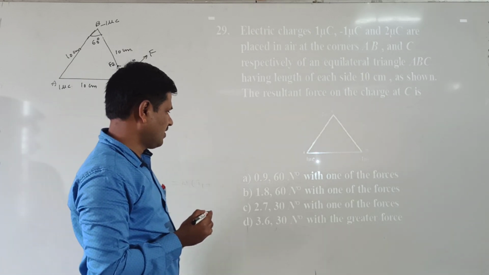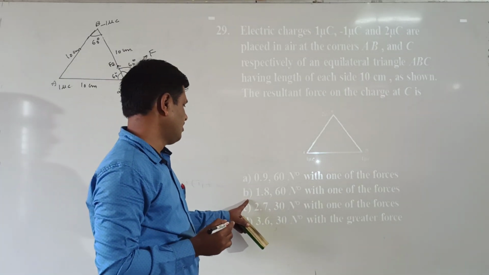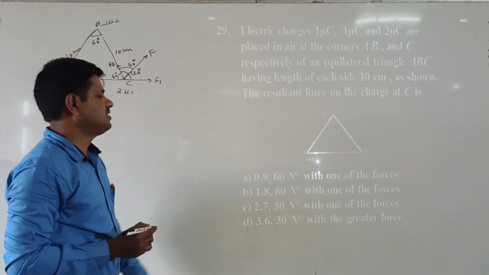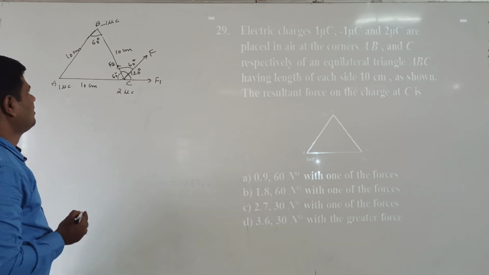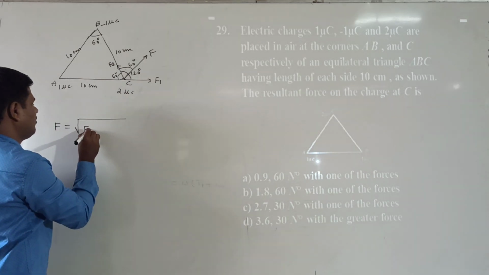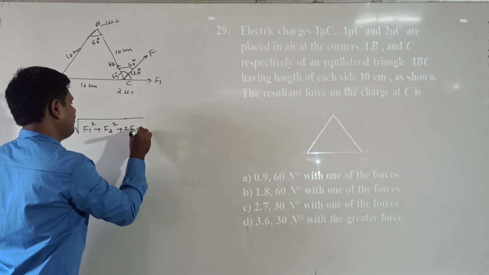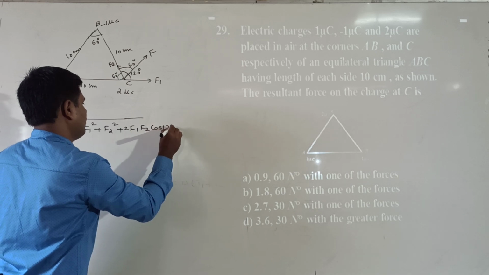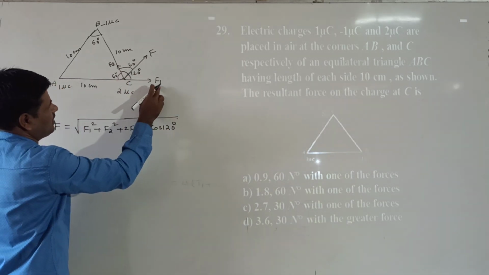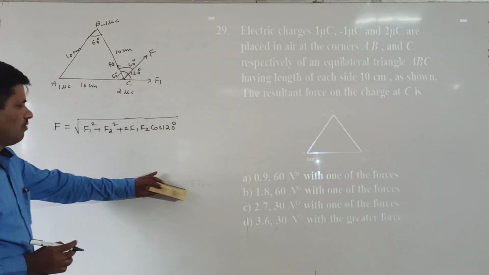Now here we find this. Directly, for these two options, the answer is right: 60 degrees with one of the forces. But we have to calculate the value. How do we calculate the resultant value? The resultant F is given by the formula F equals F1 squared plus F2 squared plus 2 F1 F2 cos 120 degrees, because the angle between F1 and F2 is 120 degrees. Now what will be here?